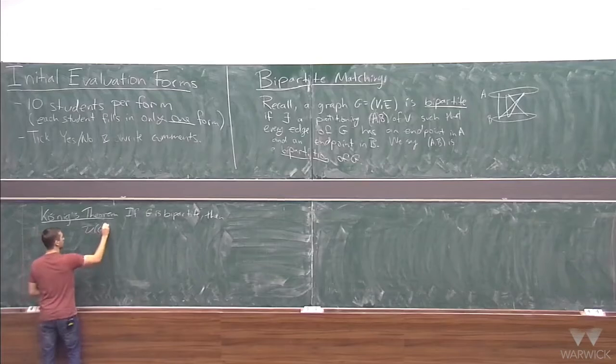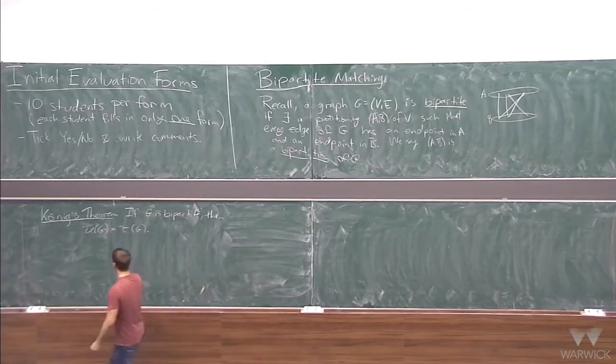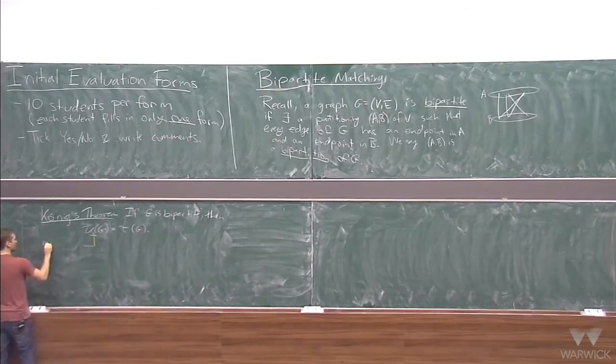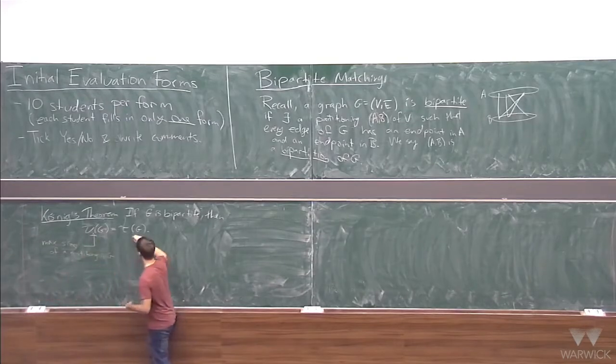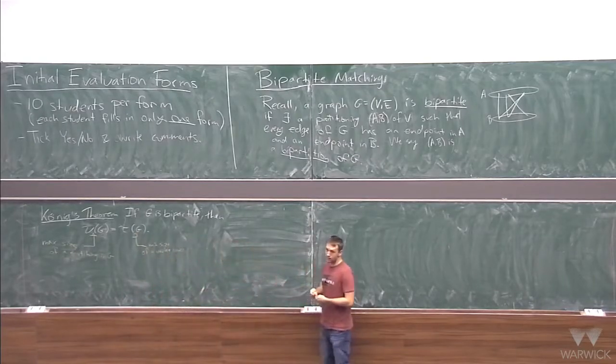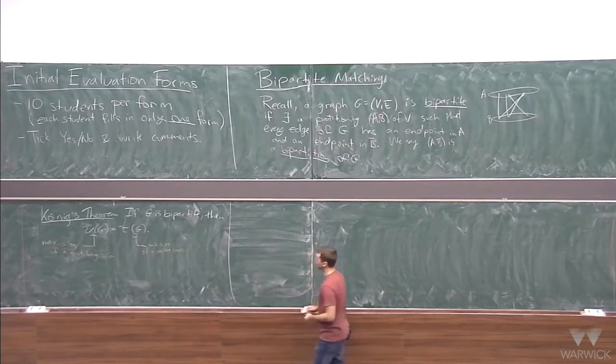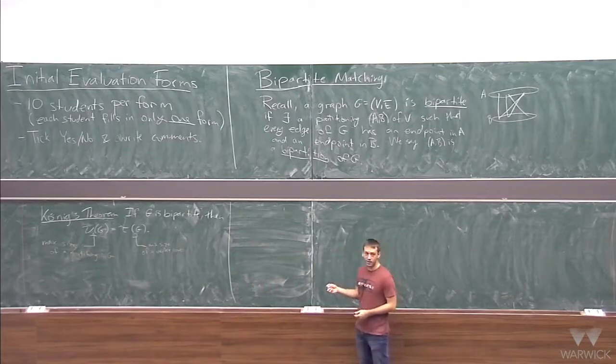then nu of G equals tau of G, where, in case you don't remember, nu of G is the max size of a matching in G. Remember, a matching is just a set of disjoint edges, so edges that don't have any endpoints in common. And tau of G is the min size of a vertex cover. And remember, a vertex cover is a set of vertices that hits all the edges, so every edge has an endpoint in the vertex cover. So now let me give you a proof of this. Any questions about the statement before I go on?